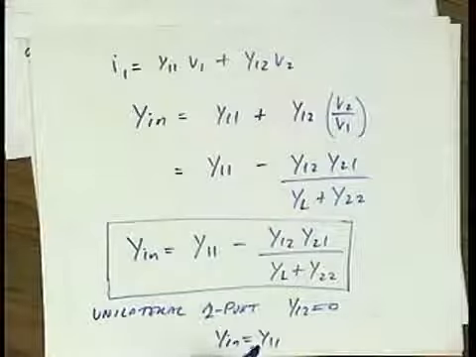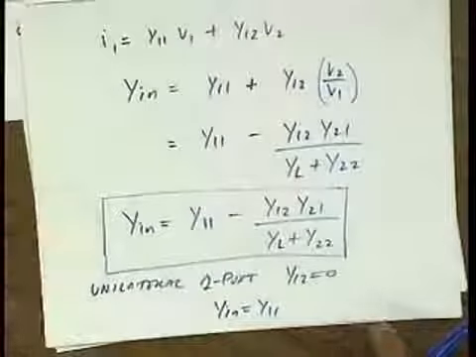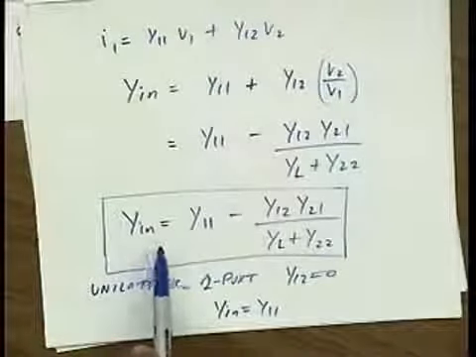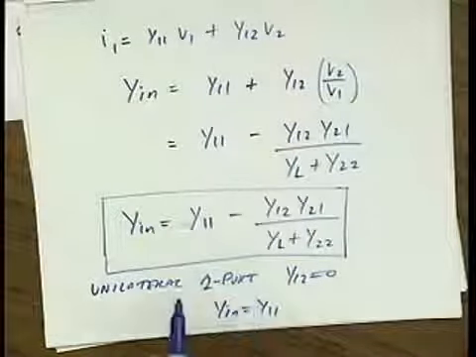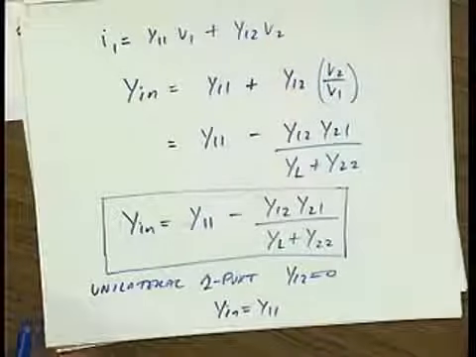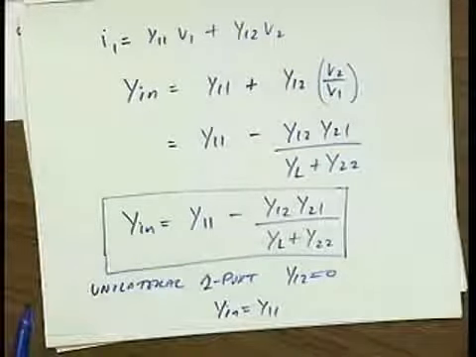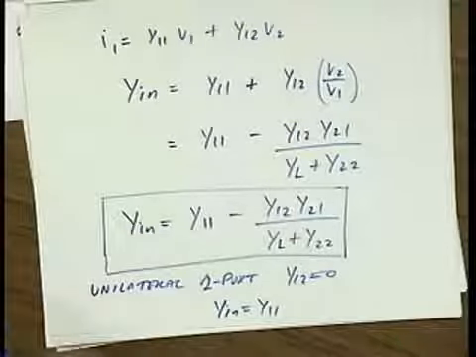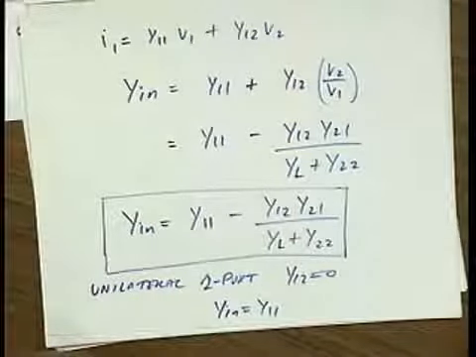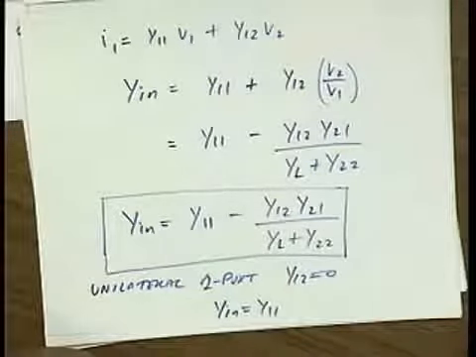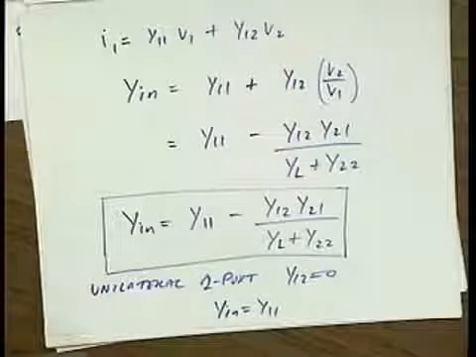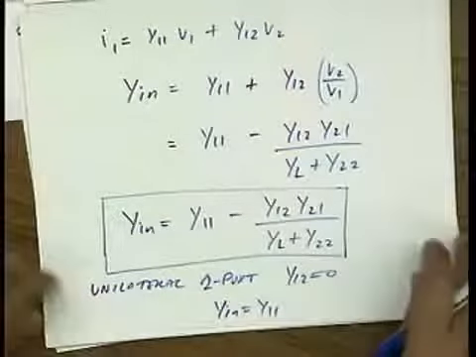On the other hand, if Y12 is not equal to 0, we can see the input admittance is a function of the load. In other words, if somebody tells you what's the input impedance of a transistor and they don't specify the load, then they haven't specified completely, they haven't really asked a good question. They have to tell you what's the input admittance either under a short circuit load or open circuit load or a given load impedance.